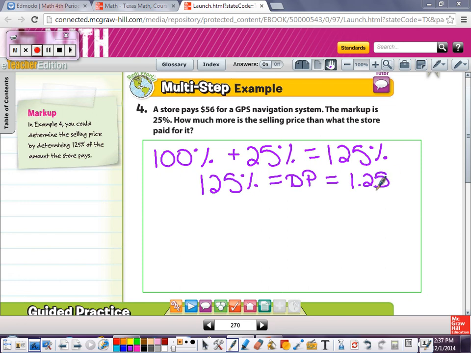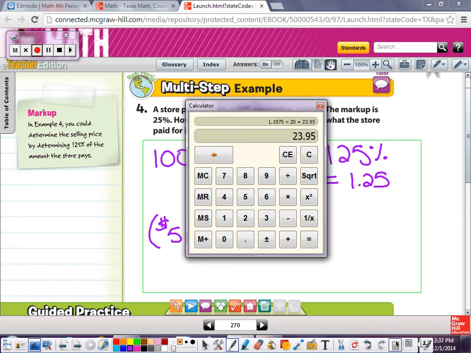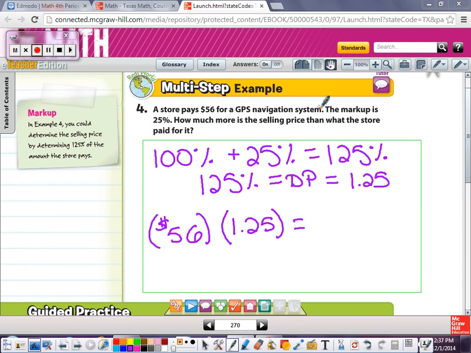So all I have to do now is take the $56 that the store pays when they bought this thing, multiply it times my new percent, 1.25 as a decimal, and 56 times 1.25 is $70. That's how much the store will sell it. And that's what the question is asking. How much more is the selling price? So we know how much the store sells it for.